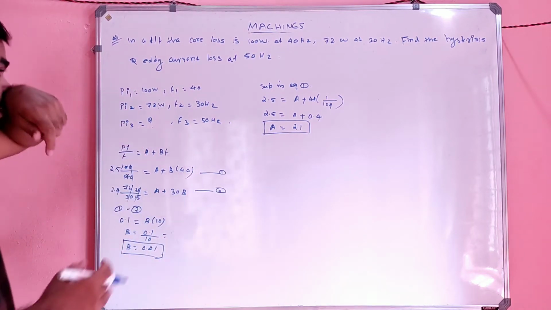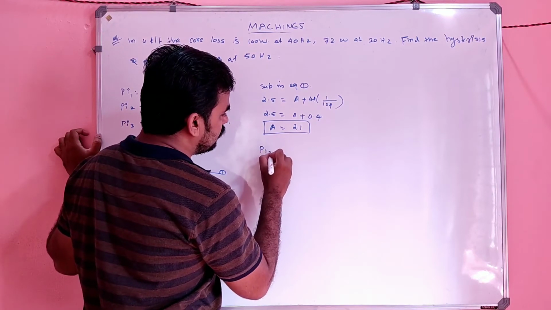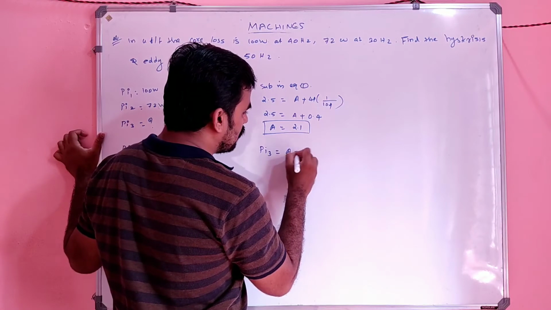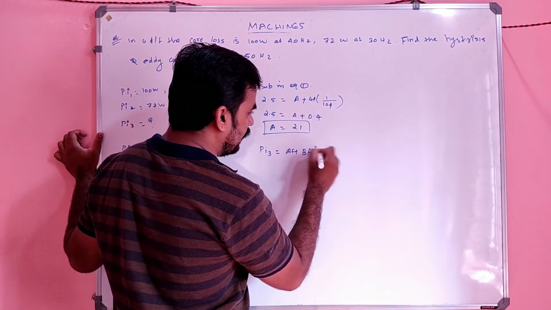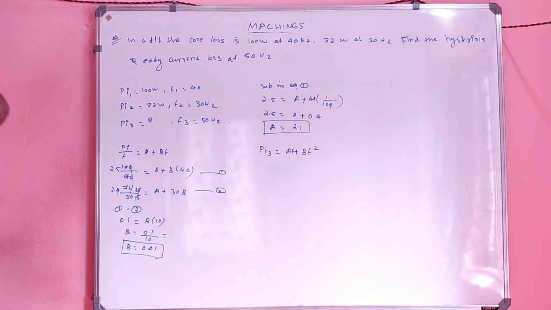So we have to find Pi3. Pi3 is again in the format of AF plus BF squared, right? Pi3 is nothing but, find the hysteresis and eddy current loss at 50 Hz now.